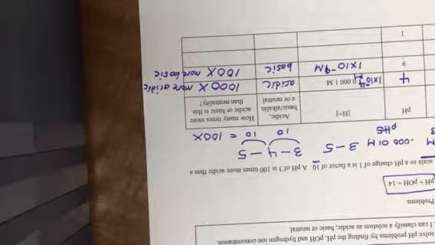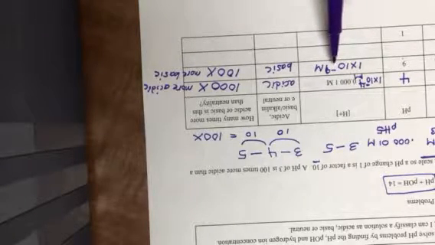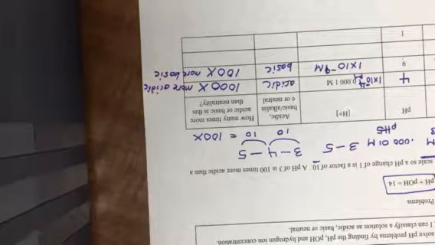Because again, neutrality is 10 to the negative 7, so the difference between 10 to the negative 7 and 10 to the negative 9 is a factor of 100. 100 times this would give me 10 to the minus 7.